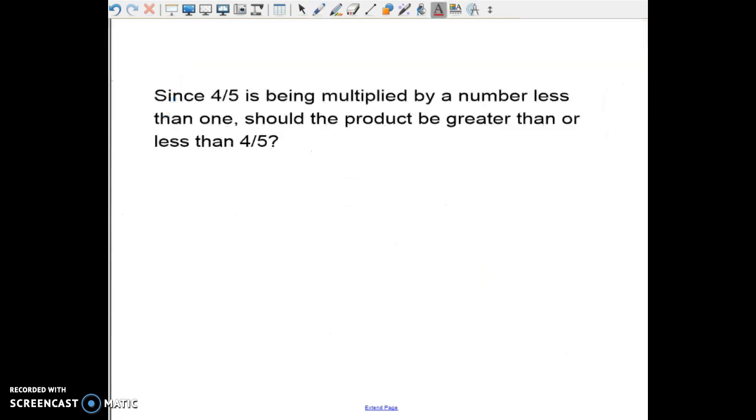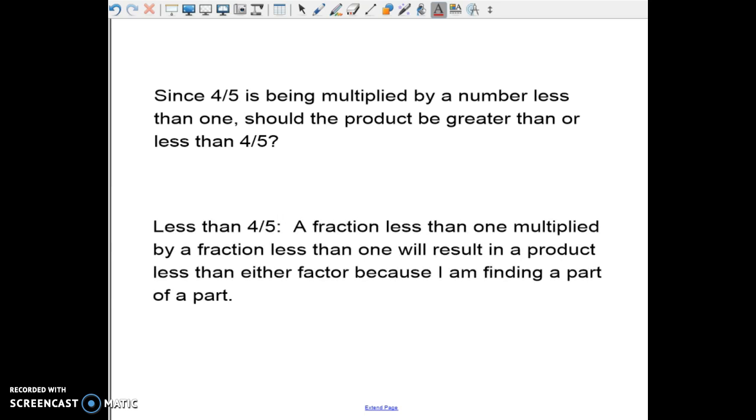This is by the little green dot down at the bottom of page 312. It says, since 4/5 is being multiplied by a number less than 1, should the product be greater than or less than 4/5? Remember, if we multiply a fraction times a fraction, we can never get a whole. So it will be less than, and I'll type in the explanation.